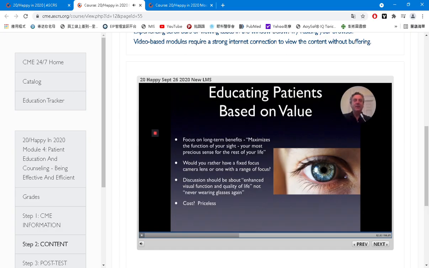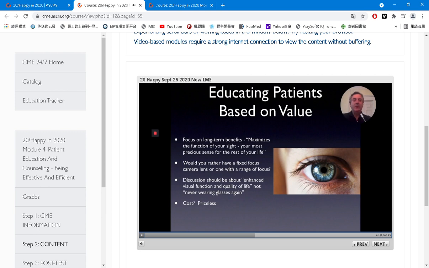The patients don't come in and say, my friend has a presbyopia correcting lens and never wears glasses again. They note the patient's improved quality of life and overall improved visual function and happiness, and that's really what they want. So when you educate your patients based on value, especially for presbyopia correcting lenses, you want to focus on the long-term benefits. This technology will maximize the function of your sight, and we all know this is the most precious sense for the rest of your life.